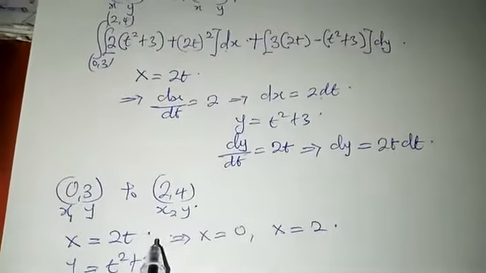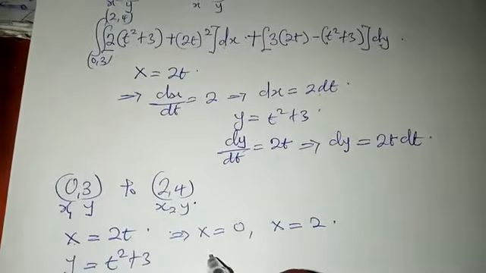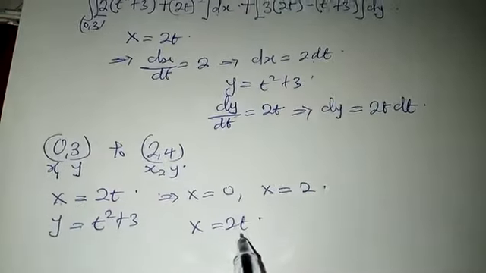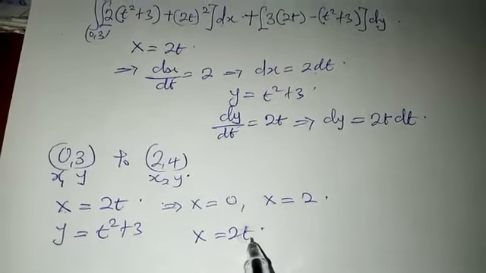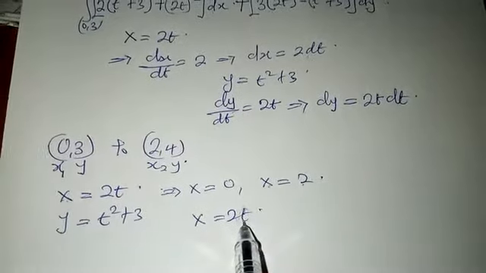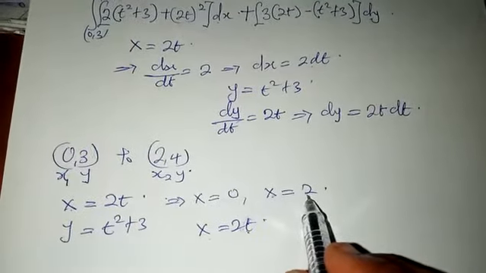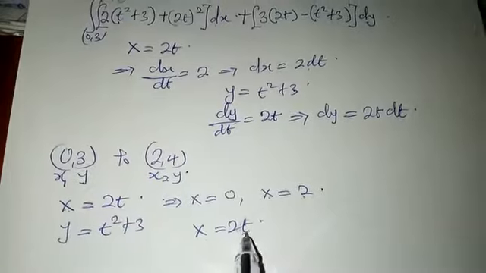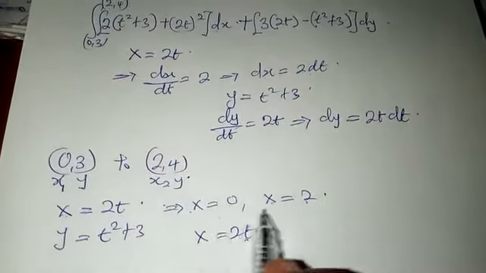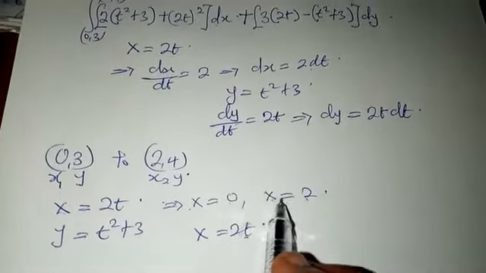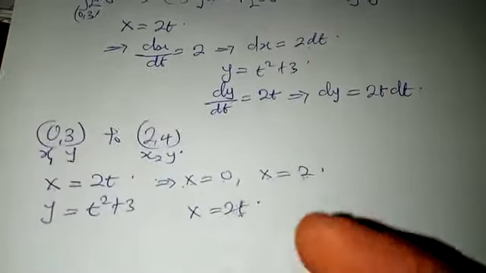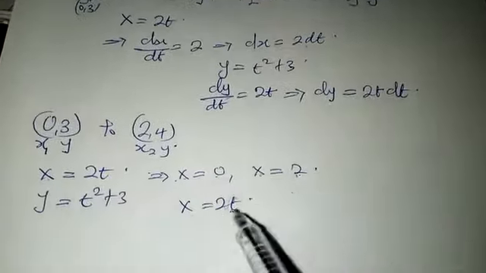So, for this, you ask yourself, if I say that x is 2t, what will I call t so that I will have x as 0? And what will I call t so that I will still have x as 2? So x is going to have two values. It's going to have 0 and 2. Now, t will also have two numbers. There are going to be two numbers for t.